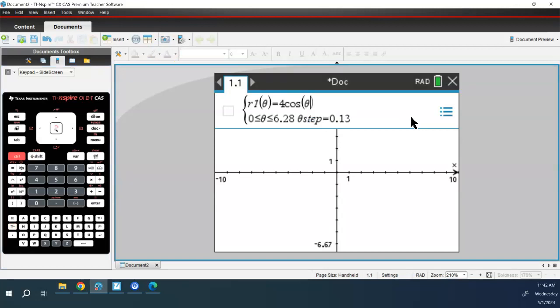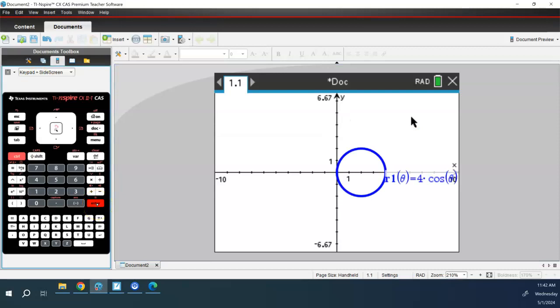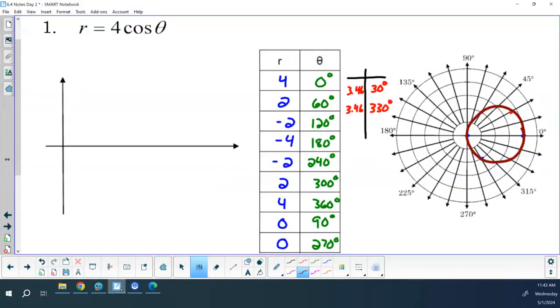When we hit enter, we get a circle that looks to have a radius of 2, because it goes out 1, 2, 3, 4. So it's got a radius of 2, centered at 2, 0. Shouldn't there be a notice? Because cosine is a continuous function, it would just keep filling it in on itself. We already drew it.